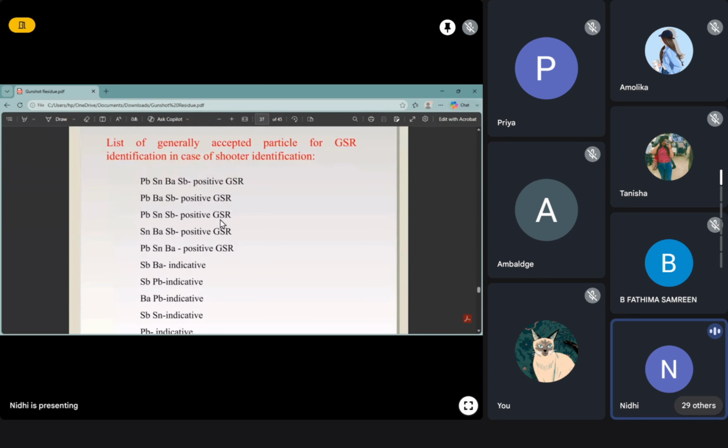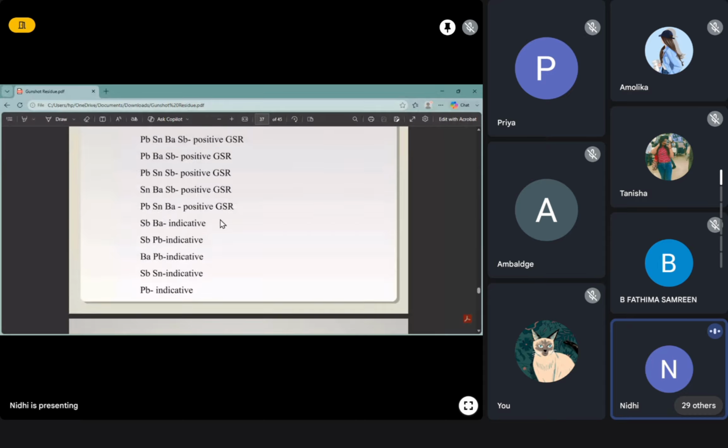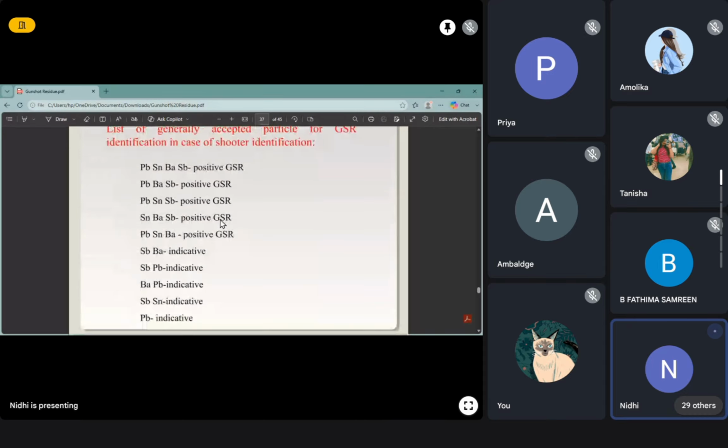So these are generally accepted particles for GSR identification in case of shooter identification. But to be honest, I have worked in a lab, and there I have only seen that they just perform a nitrite and nitrate test, and that's it. They don't even test for lead, barium, antimony, nothing. They just go, yes, it gave pink color, then it gave blue color, that test ended.